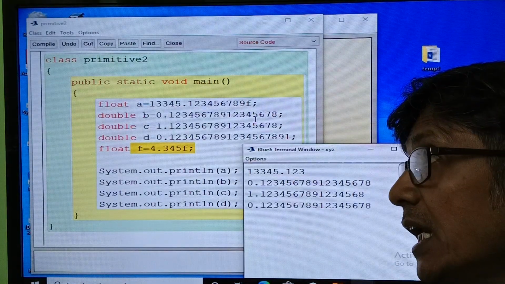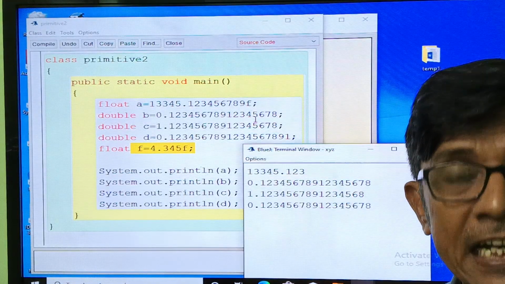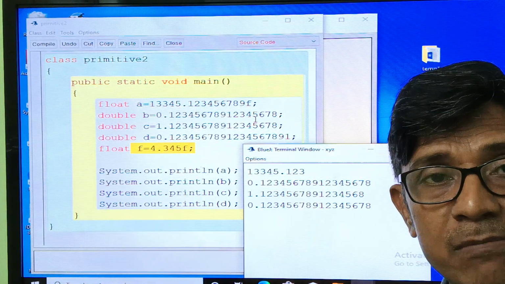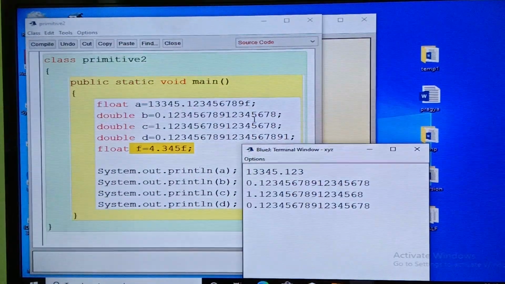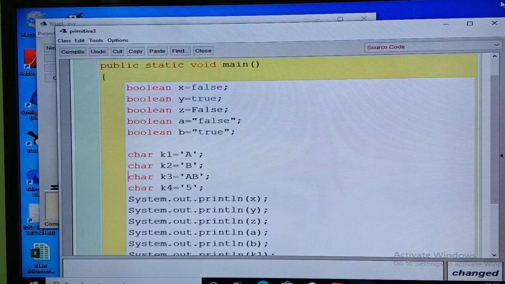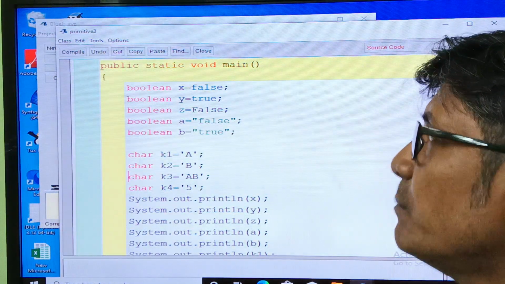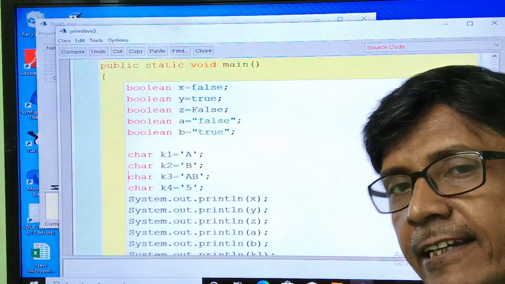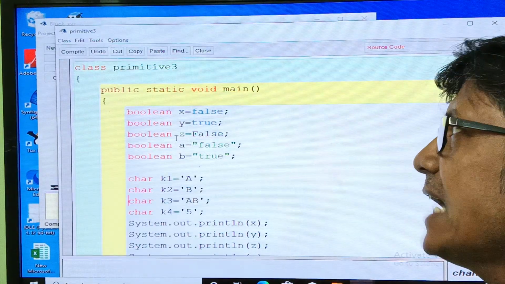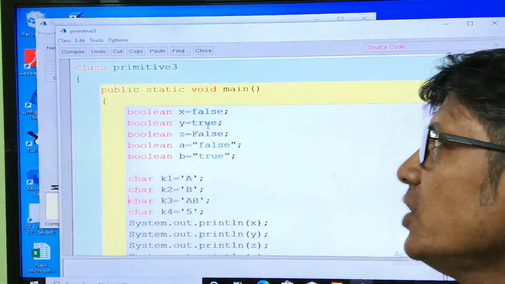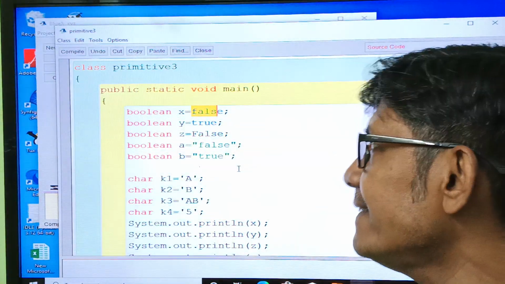I will explain one more thing with this data type, that is the Boolean and character. Let us see the other primitive data types, the Boolean and the char data type, I'll explain within this class. You see that I have written another program for you all. Boolean x equal to false. How to write exactly the Boolean?